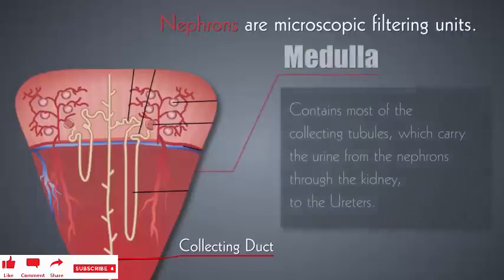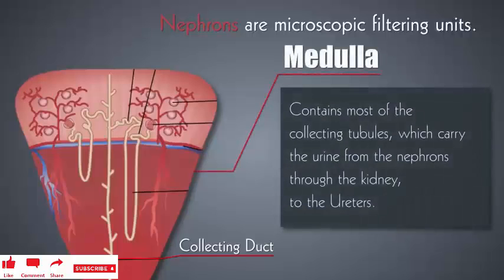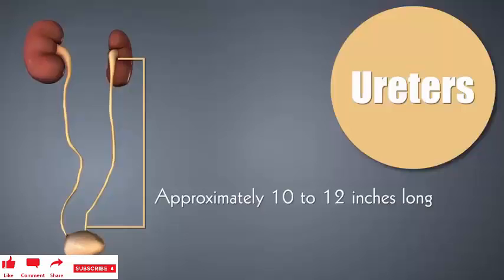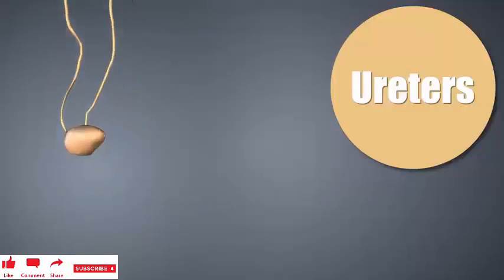Now the medulla is the inner section of the kidney. It contains most of the collecting tubules, which carry the urine from the nephrons through the kidney to the ureters. The ureters are 2 muscular tubes approximately 10 to 12 inches long and extending from the renal pelvis of each kidney to the bladder.